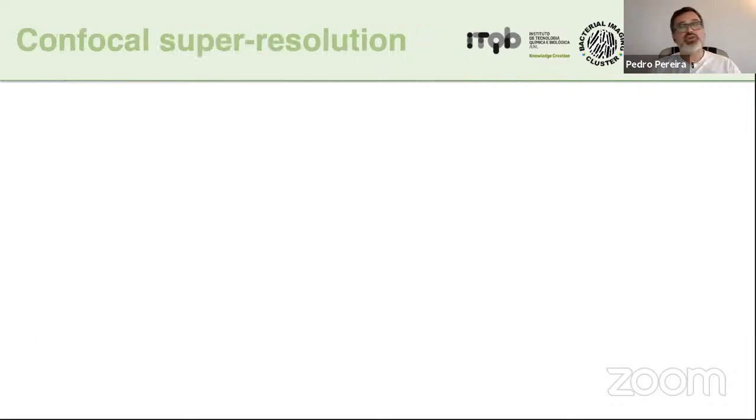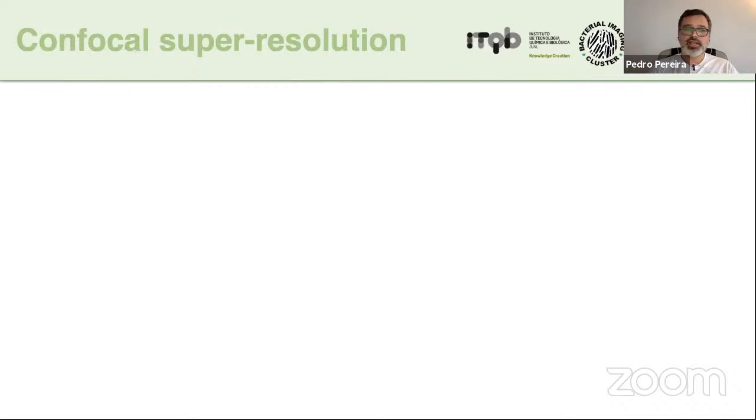Okay, so now moving on to confocal super resolution. I'm going to tell you just a tiny bit about STED, because despite the fact that we don't have STED available in COLife, PPBI does have a STED. There you can access a STED microscope in the context of PPBI.